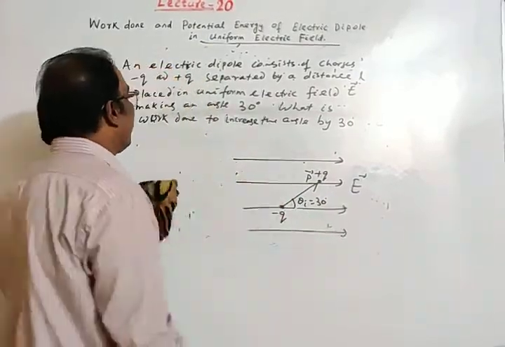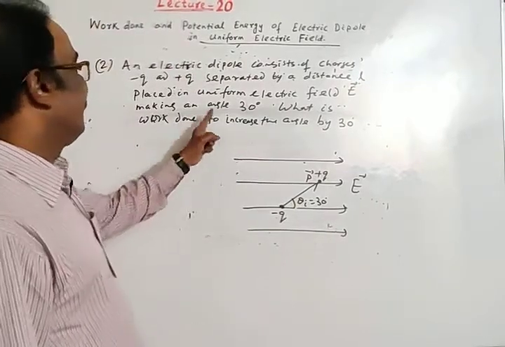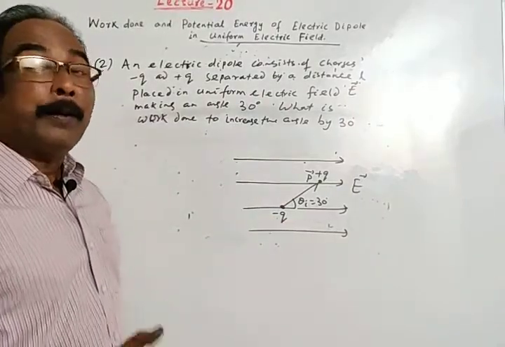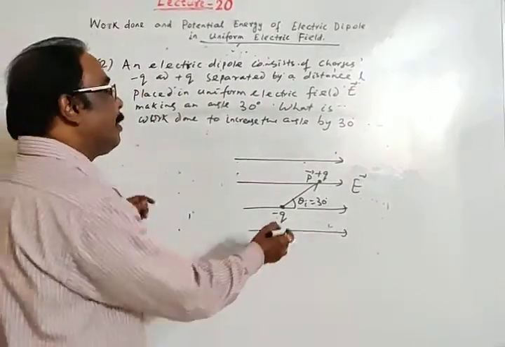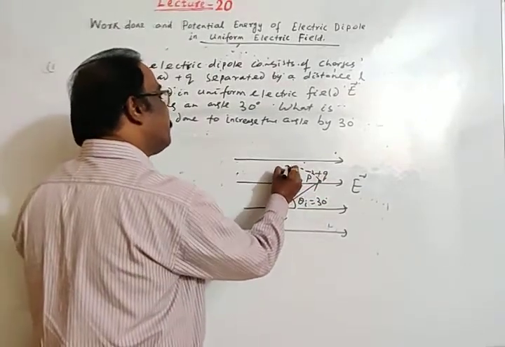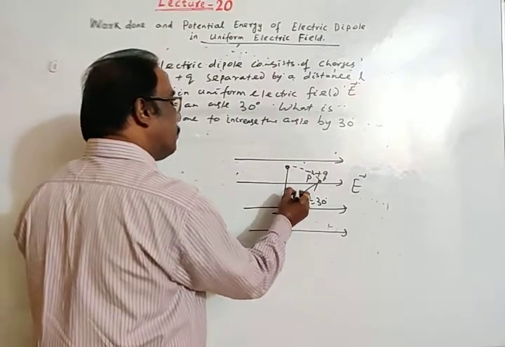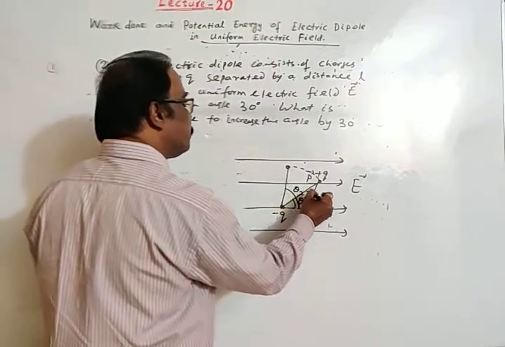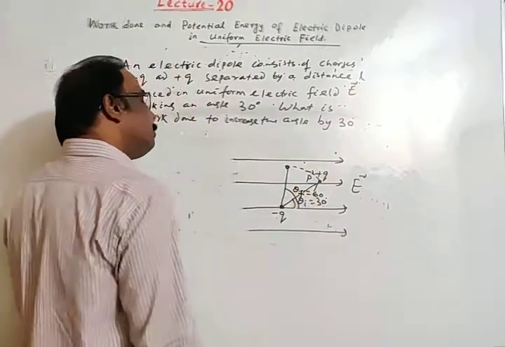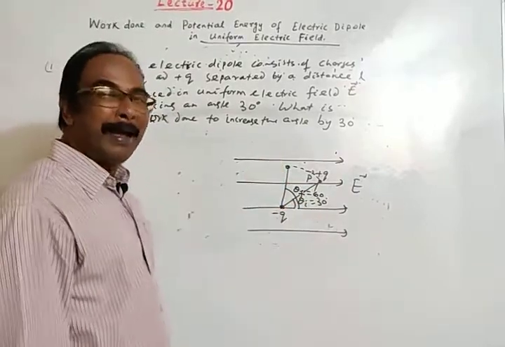We have to increase the angle. To increase the angle by 30 degree means we have to again increase angle 30 degree. Means we have to bring the dipole to this position. By increasing the angle again 30 degree means theta 2 is 60 degree, or you may write theta final is 60 degree. 30 degree plus 30 degree. So final angle is 60 degree.